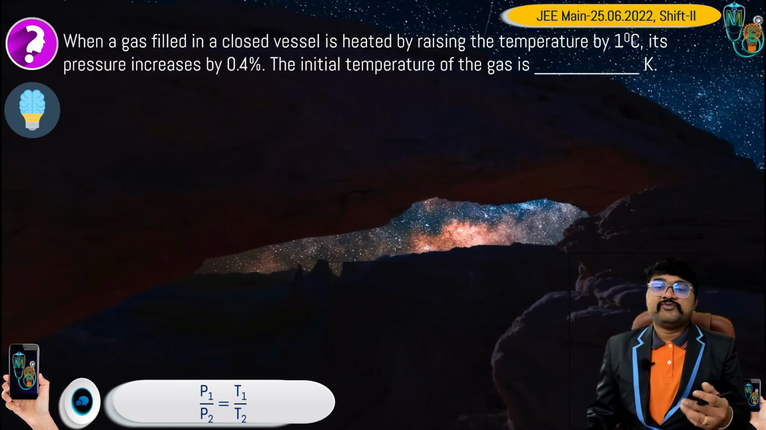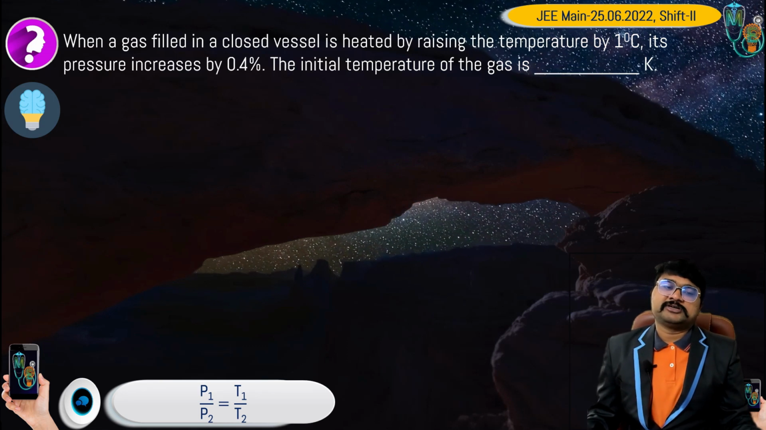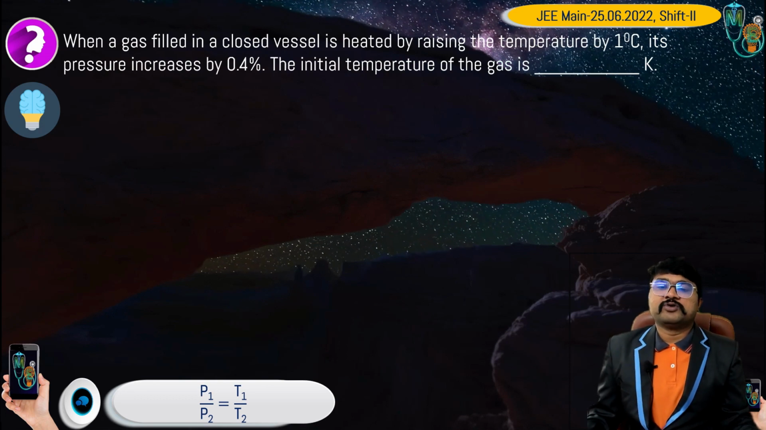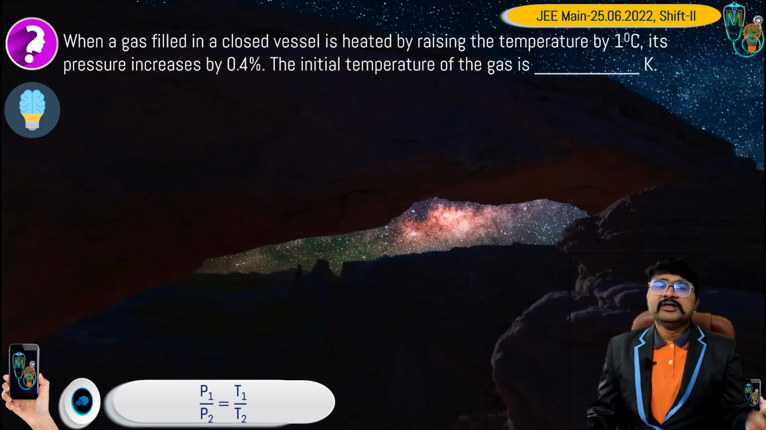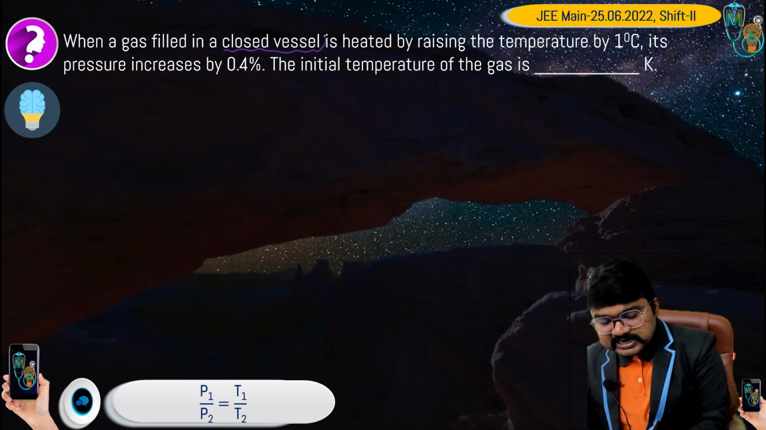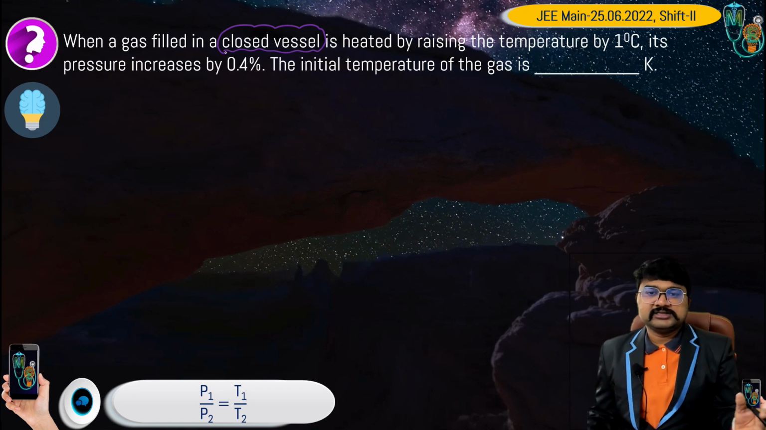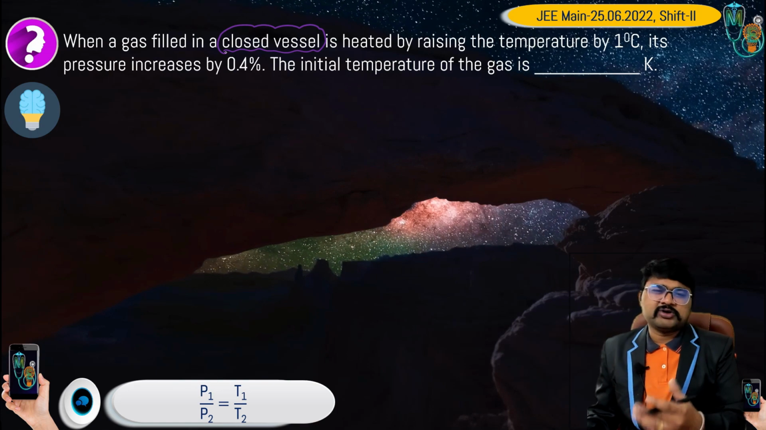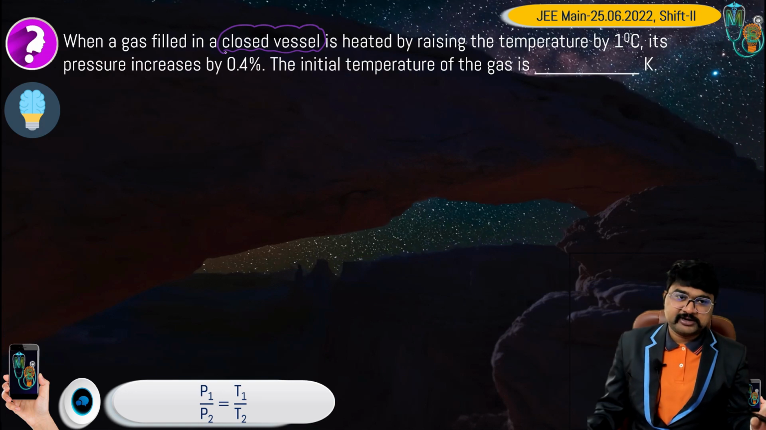When a gas filled in a closed vessel is heated by raising the temperature by 1 degree centigrade, its pressure increases by 0.4%. The initial temperature of the gas is, here coming to this gas filled in the closed vessel. Understand this closed vessel concept. In case of a closed vessel, the vessel is closed and volume is not changing. A vessel means you need to assume it as rigid. So here volume is constant.